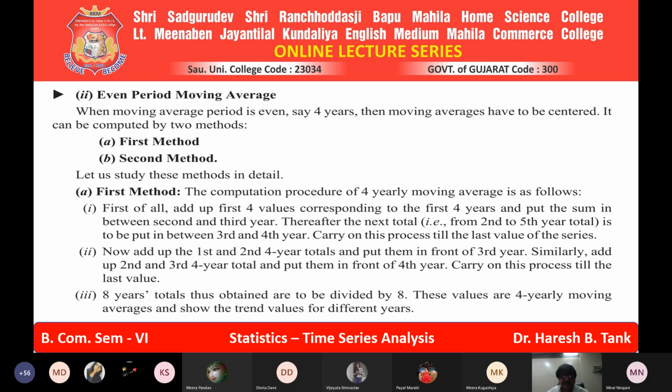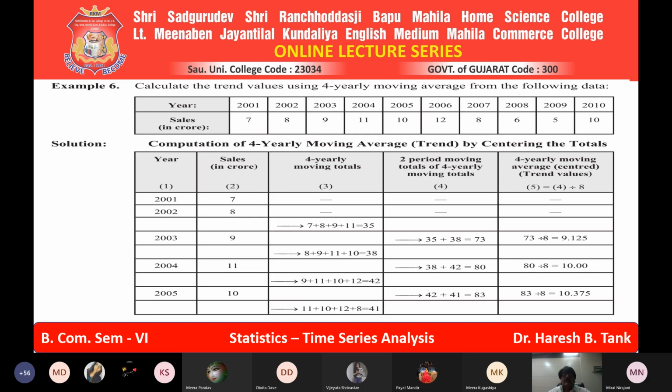Let us see. Look, this data set is given to you. Calculate the trend value using 4-yearly moving average from the following data. The data set consists of 2001, 2002, 3, 4 and so on. So 2001 to 2010 should be the first year column, 2001, 2002 and so on up to 2010.